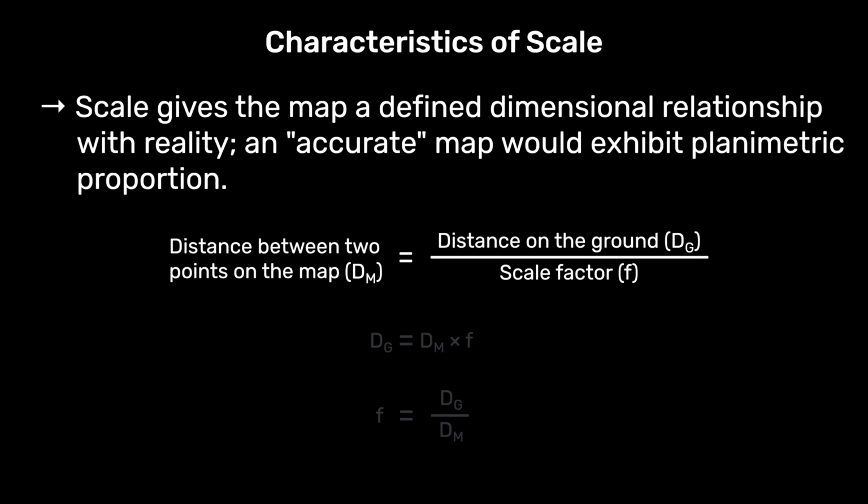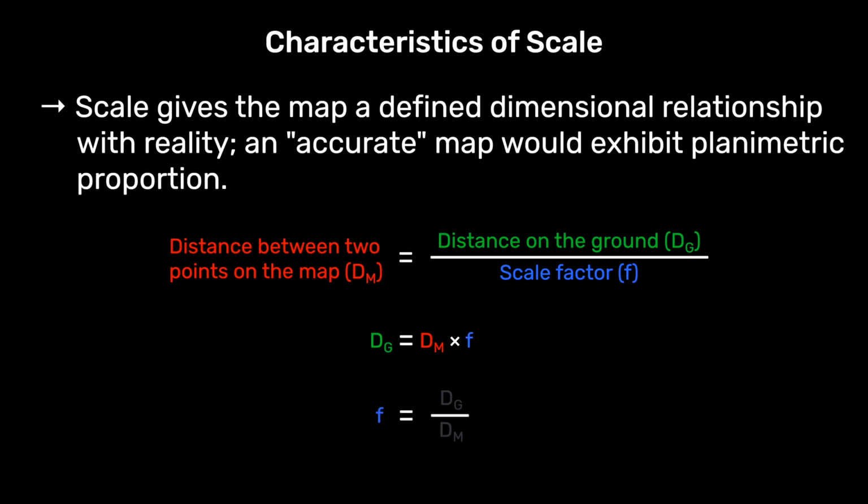It's a very, very simple equation in how we would explain this, which is that the distance on the map, for example, is the same as the distance on the ground over the scale factor, or the distance on the ground is the same as the distance on the map times the scale factor, or the scale factor, that's that big number, remember, is the distance on the ground divided by the distance on the map.